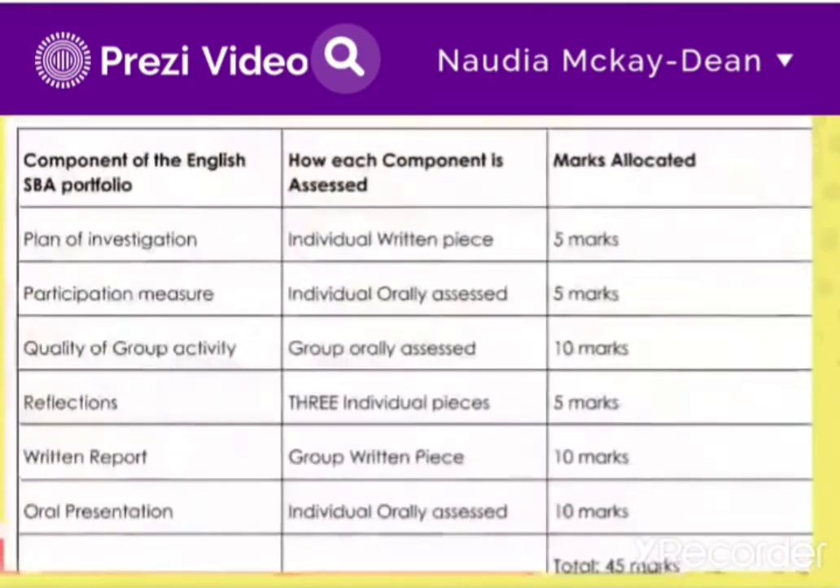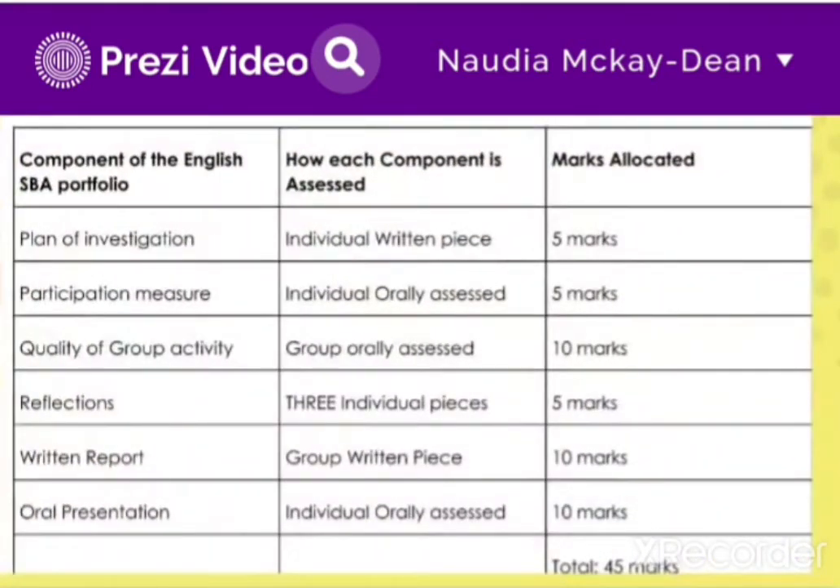All right, so let us look at the components of the English A SBA. What are the components of the English SBA? We have plan of investigation, that is individual, 5 marks. Participation measure, that is an individual interview which your teacher will conduct with you, that's 5 marks. Quality of group activity is an interview that the teacher will conduct with you and your group members, that's 10 marks. Reflections, we have 3 reflections to write, reflections 1, 2, and 3, 5 marks in total.